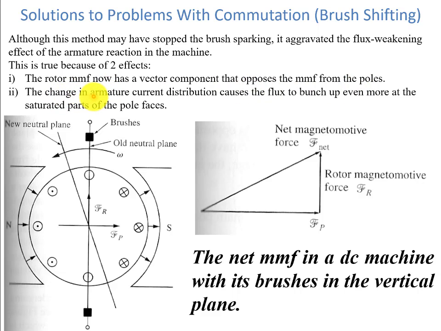Obviously we have some benefits of it, but those are not our major concern for the time being, because for now we are concerned about carrying the rated load on the motor. The change in armature current distribution causes the flux to bunch up even more at the saturated parts of the poles. This is how it occurs at the neutral plane at the normal position: we have the rotor magnetomotive force and then the net magnetomotive force. So the net MMF in a DC machine with its brushes in the vertical plane.